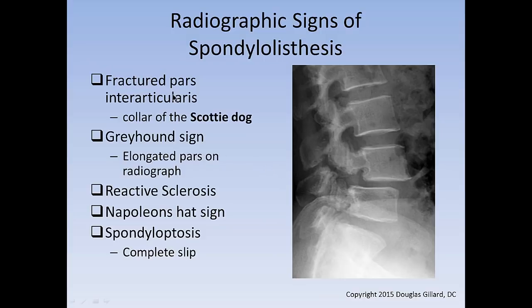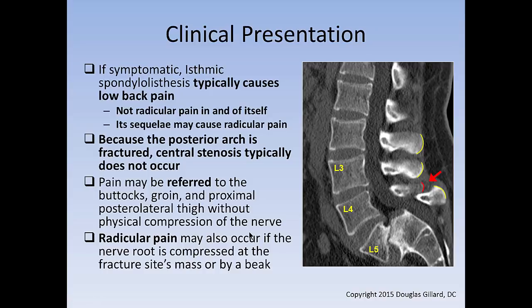So more radiographic signs. We saw the Scotty dog, we know, fracture. Greyhound sign, what's that? That's an elongation of the pars, an isthmic spondylolisthesis that's healed, broken, healed, broken, healed. That's the greyhound sign. Reactive sclerosis we talked about. Napoleon's hat, we know that. That's that upside down sign at L5. Spondyloptosis, what's that? That's a complete slip right off the pedicle there, or right off the podium. There's a step sign, stair step sign right here. Looks like I forgot to put that in. I'll have to fix that.